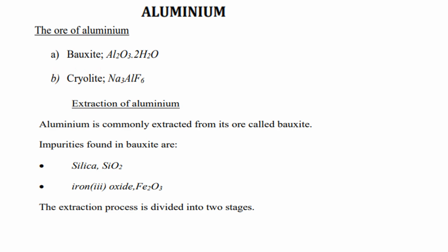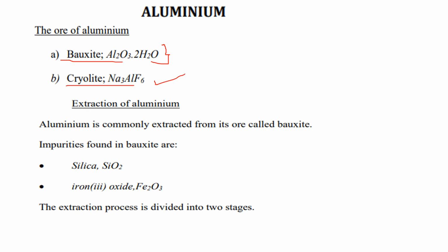To look at aluminium, aluminium has two ores. Basically in this video we only looked at one. We have bauxite and we have cryolite. So if you are examined or prompted to state the ore other than bauxite from which aluminium is extracted, state cryolite.